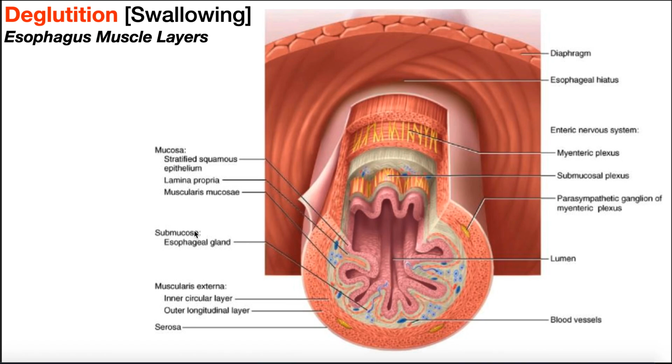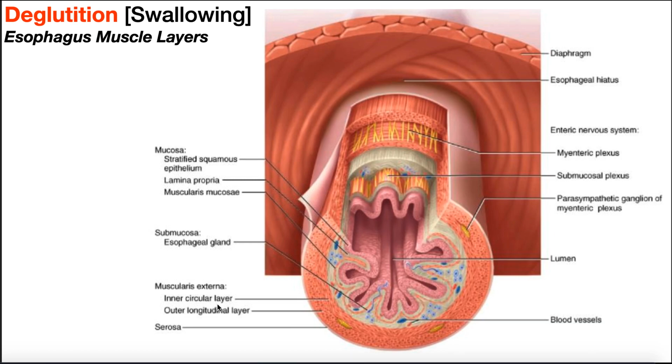Now, around the submucosal layer is the muscularis externa, or the muscular layer. And in the esophagus, there are two layers of muscle that help with this peristalsis of moving that bolus of food towards the stomach. And there's an inner circular layer and an outer longitudinal layer. In general, as we go through the GI tract, the circular layer is going to be the inner one, and the longitudinal layer is going to be the outer layer. When we get to the stomach in the next video, we'll actually see that there's a third oblique layer, but the esophagus only has two layers, inner circular and outer longitudinal.